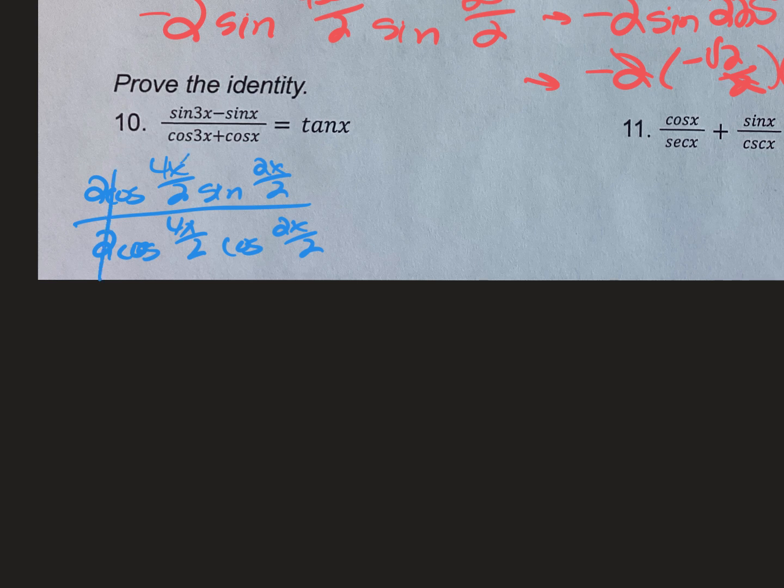Those 2's cancel. Those cosine 4x's cancel. That leaves me this. These 2's cancel. It gives me a sine x on the top, a cosine x on the bottom, which just happens to be tangent x. Can't believe it.